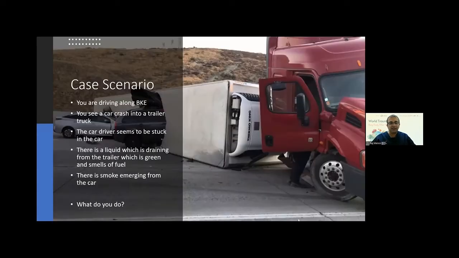So let's start with a simple case scenario, and this is not an uncommon scenario, where you're driving along or you're in a vehicle or you're walking along and you see a car crash into another vehicle. Driver is stuck, there's liquid draining onto the road, you think there's some smoke, and what do you do? There are many, many different options depending on what you think is your particular aim in this scenario.